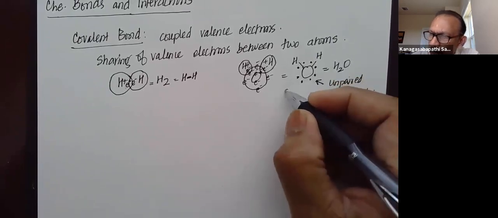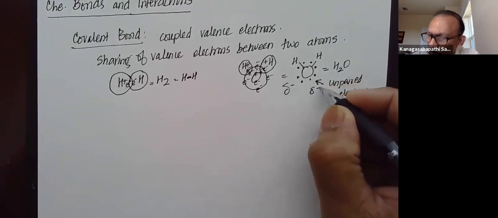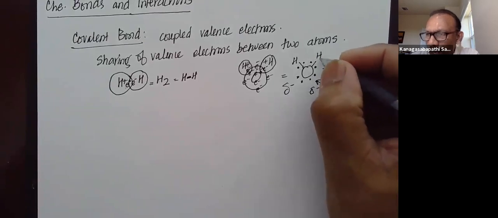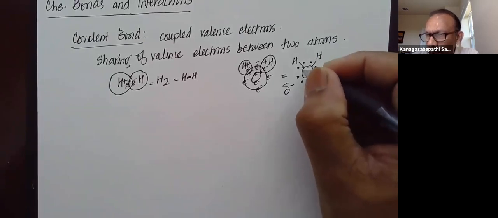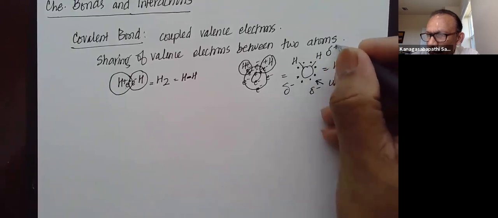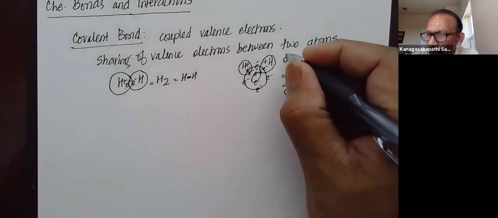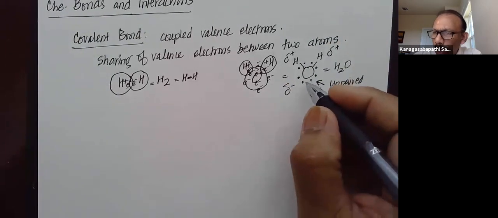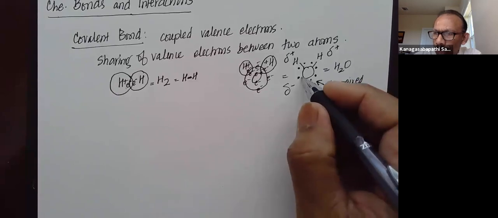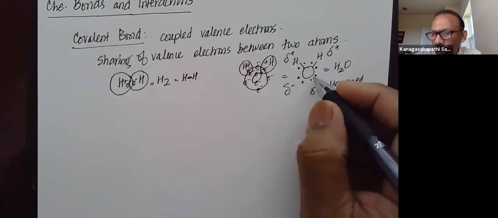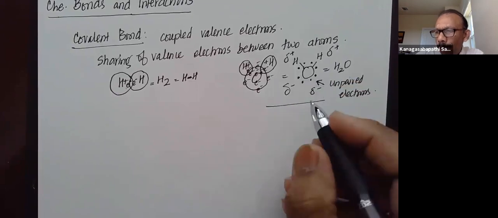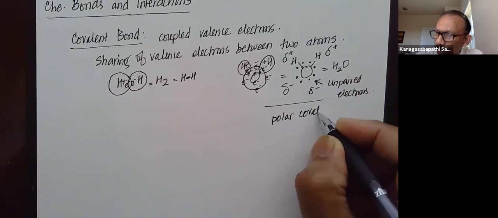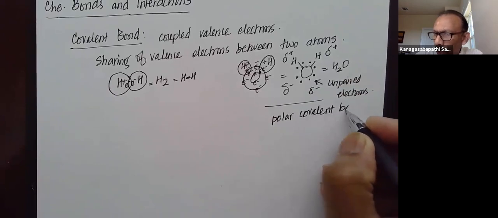These by themselves create a partial negative charge on oxygen. Hydrogen is weak in electronegativity, and oxygen is strong in electronegativity, so the electrons spin around oxygen more. It results in a partial positive charge on hydrogen. These unpaired electrons create more negative charge around the oxygen. This type of bonding is called a polar covalent bond.